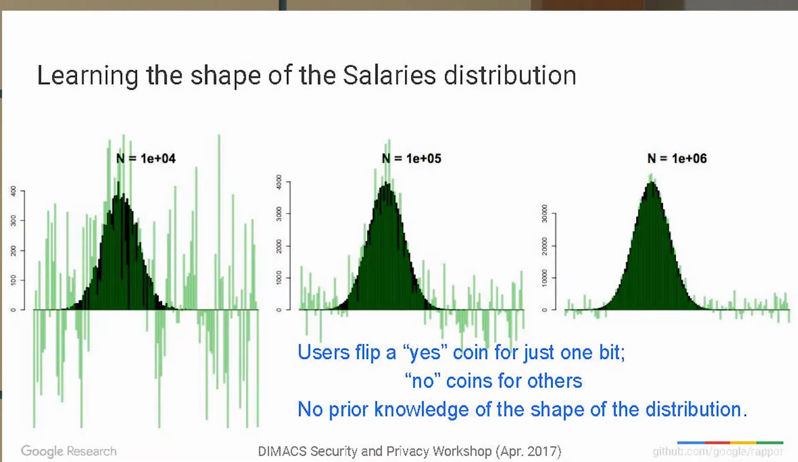So this is from a paper from a few years back, where they ran some estimates based on, I think, noise parameters that were very, very generous. In other words, you got very good privacy. And we could see that with around 10,000 users, there are still a lot of noisy estimates. But around 100,000 and 1 million users, we start to get a Gaussian distribution of salaries quite fairly accurately.